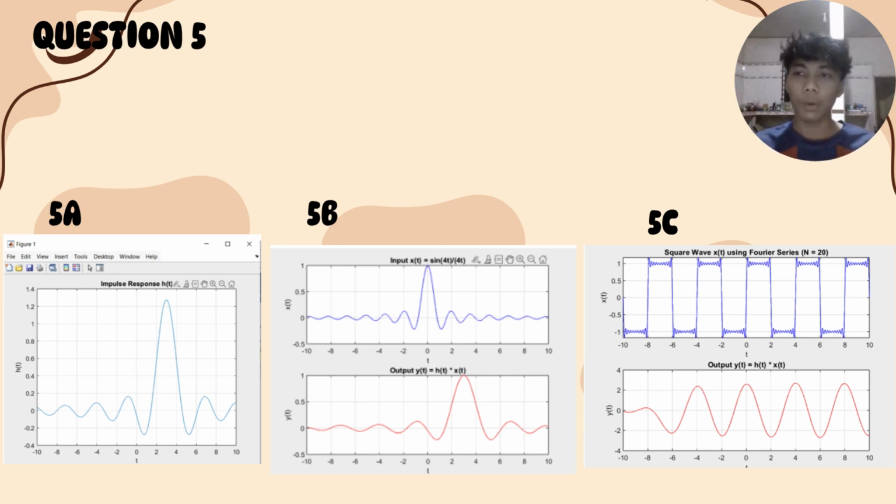Okay, in this question, we work with a sinc-based filter. Firstly, I plot the impulse response h(t). Then I convolve it with 2 different inputs. For 5b, I use a sine function, sin(4t), while for c, I use a square wave built using 20 Fourier harmonics. In both cases, the output y(t) was smooth because the filter suppresses high frequency noise.